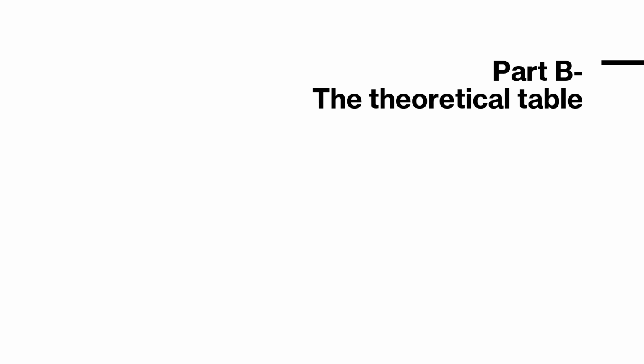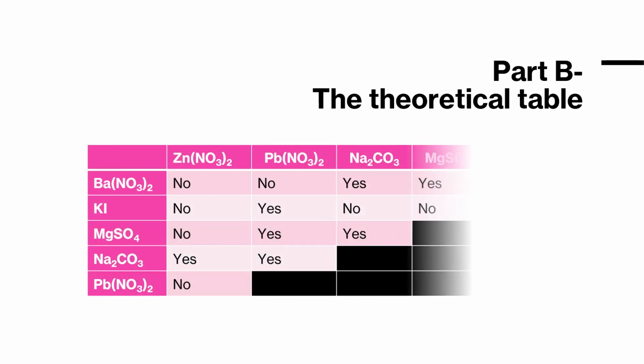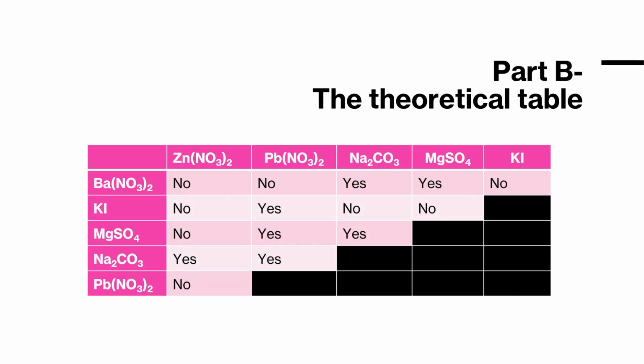Part B. This is the theoretical table of the reactions that we were going to conduct. In the next slides, I'll discuss what each reaction does and which ions just look on, doing nothing, also known as the spectator ions.